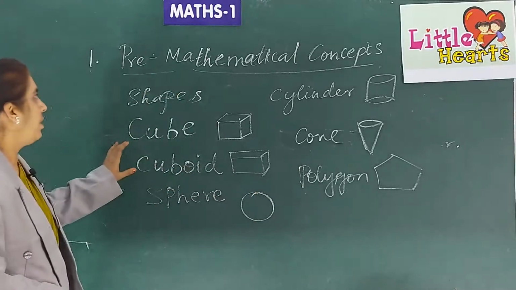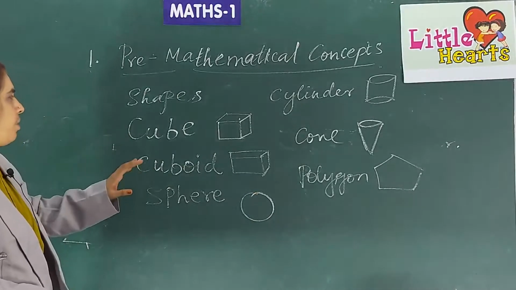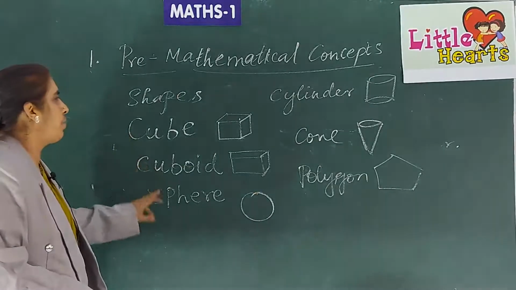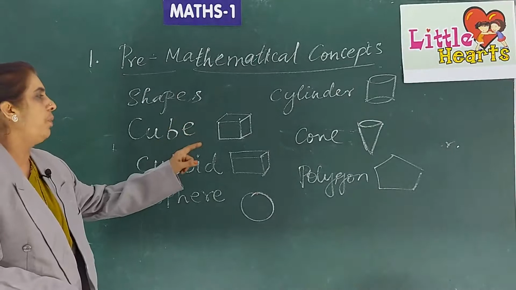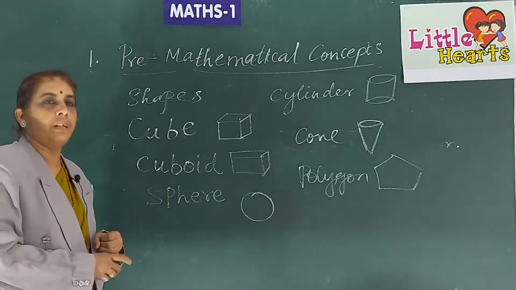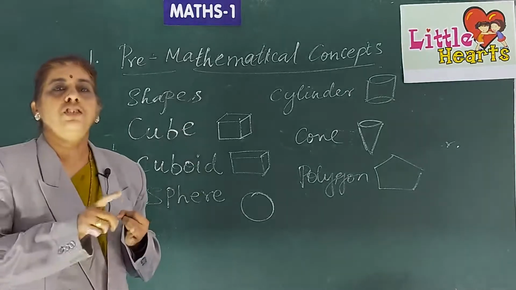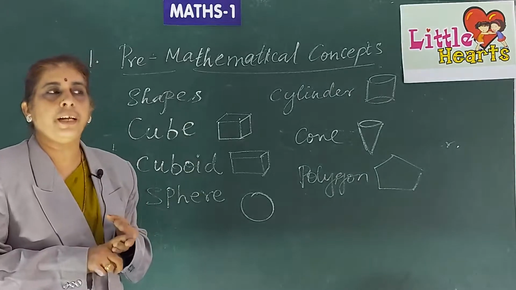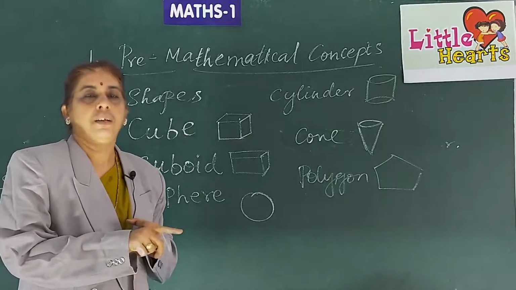So, children, can you identify the shapes now? Cube, cuboid, sphere, cylinder, cone, polygon. So, in this chapter, you have learned about size, shape, position of the objects which you see around you.